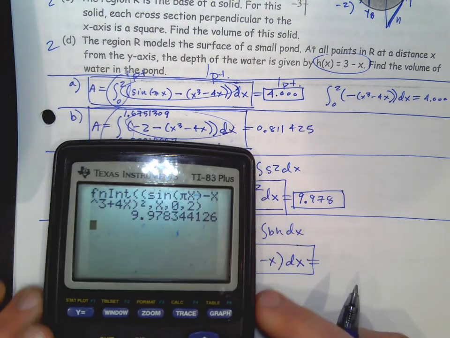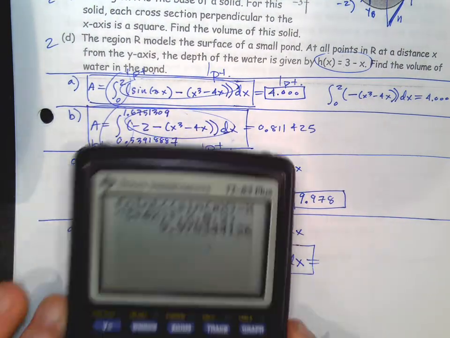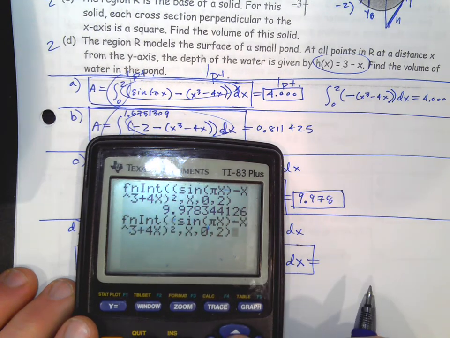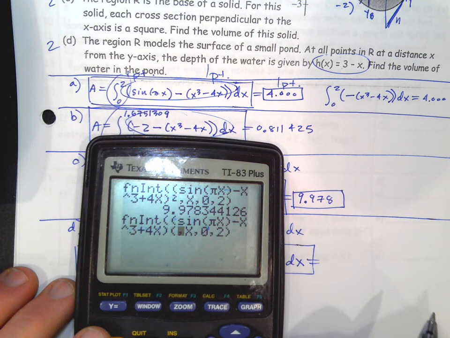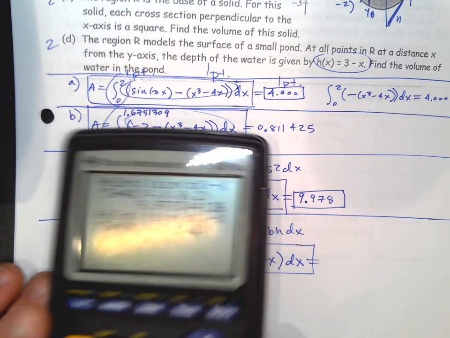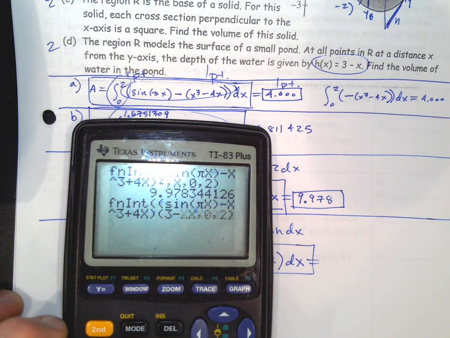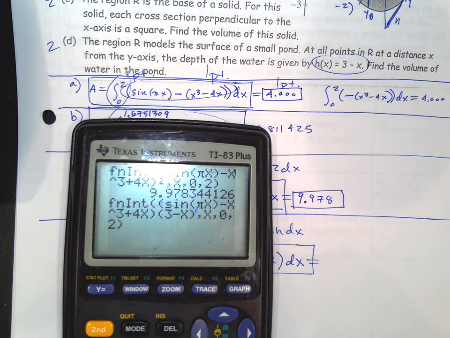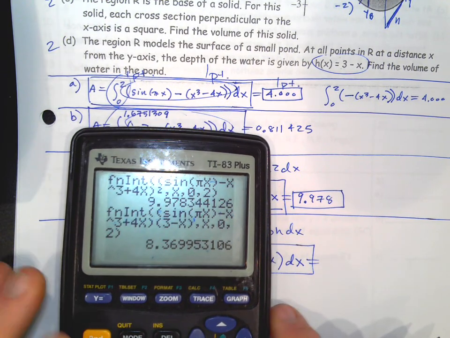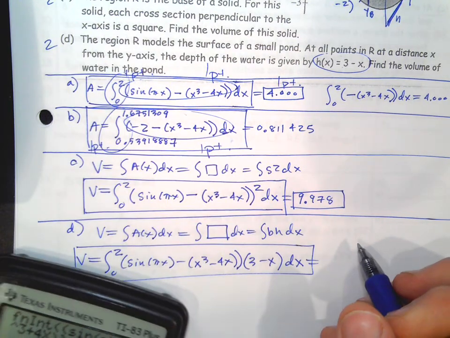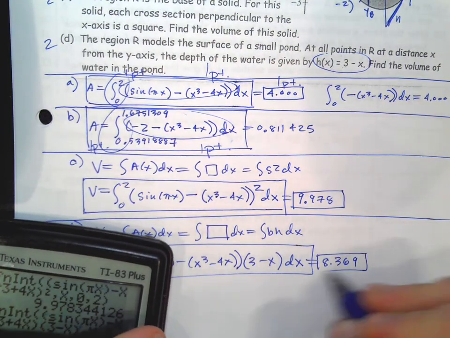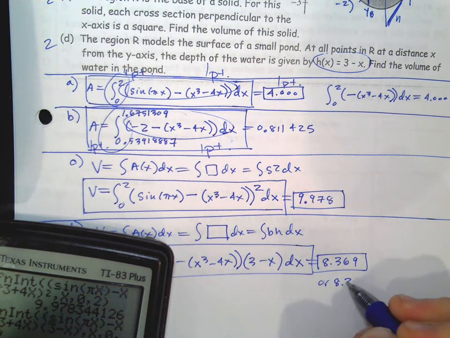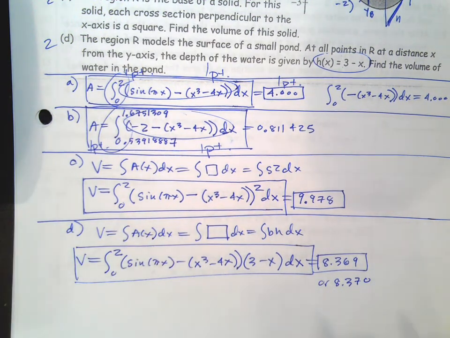Can I make use of my last calculation? I think so. I just need to get rid of the squared and put parentheses, second insert 3 minus x. So just taking advantage of what I typed in before. And we get 8.369 or 8.370 if you want to round.